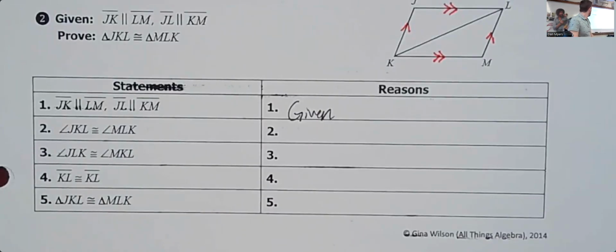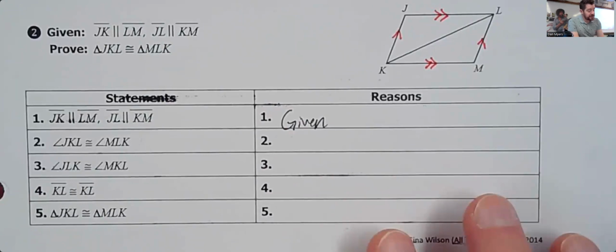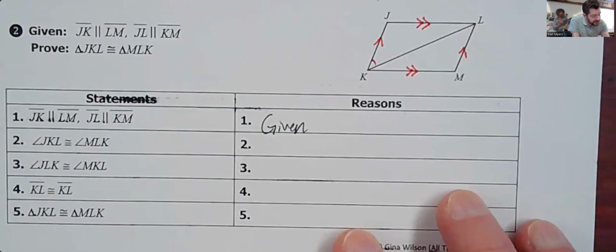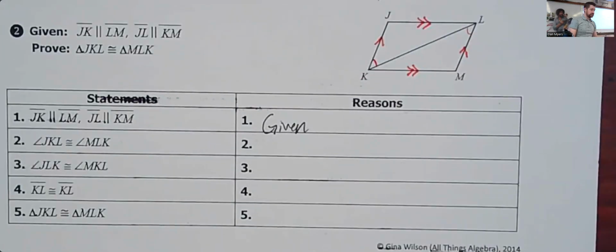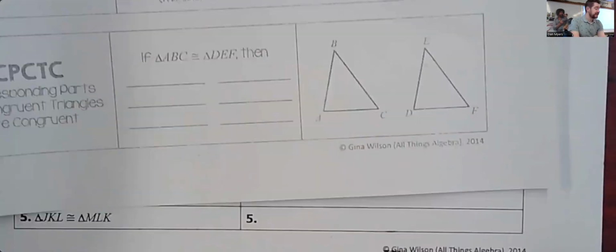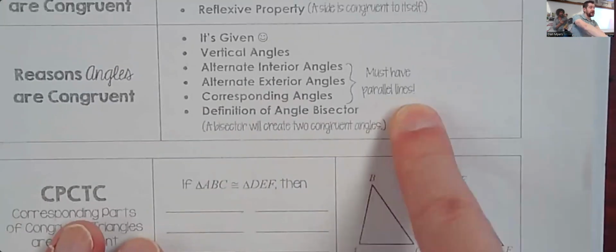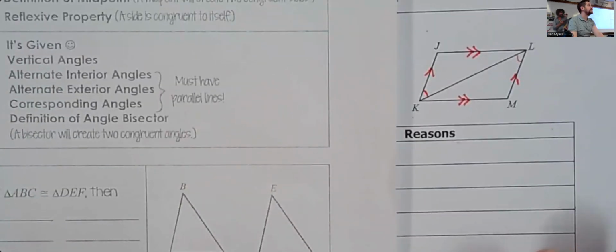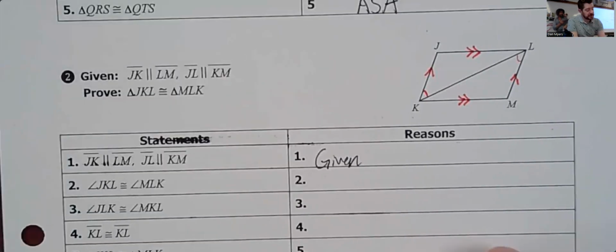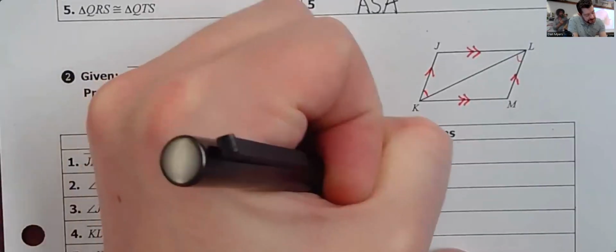So next thing, it says that angle JKL, that's this one here, is congruent to angle MLK, which is that one there. If you go to your reference guide from yesterday and look for reasons why angles are congruent, these 3 here have to do with parallel lines. So chances are we're using one of these 3. If you look at the 2 angles we just said are congruent to each other, which of those 3 does it relate to? Alternate interior, yeah. So alternate interior angles.